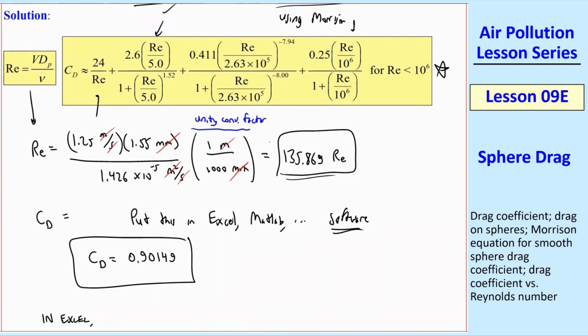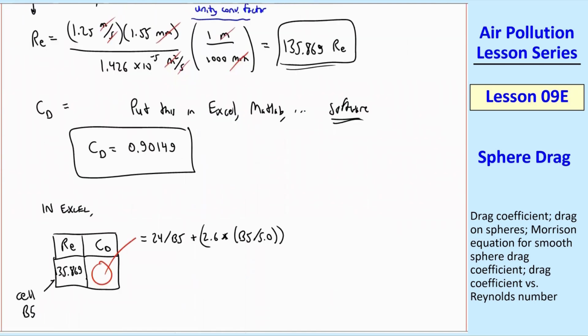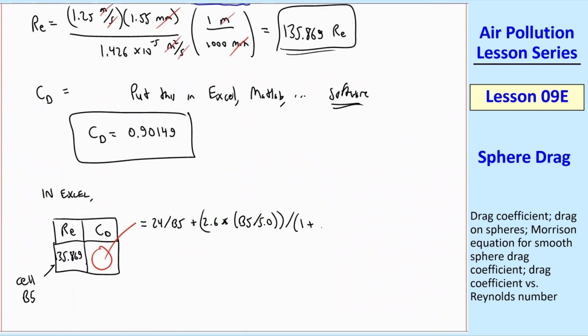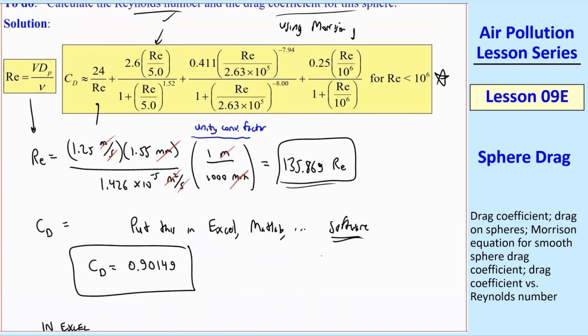And now the denominator, you've got to be very careful with parentheses in Excel. So we want Reynolds number over 5.0 to the 1.52 exponent. I'm going to put 2 parentheses, B5 divided by 5.0, close parentheses, and then the little hat gives you the exponent of 1.52. And then I'm going to close that parenthesis. You need to close the third one as well. And then you're done with that whole denominator and that whole second term, plus, and you've got to do this carefully for the other terms.